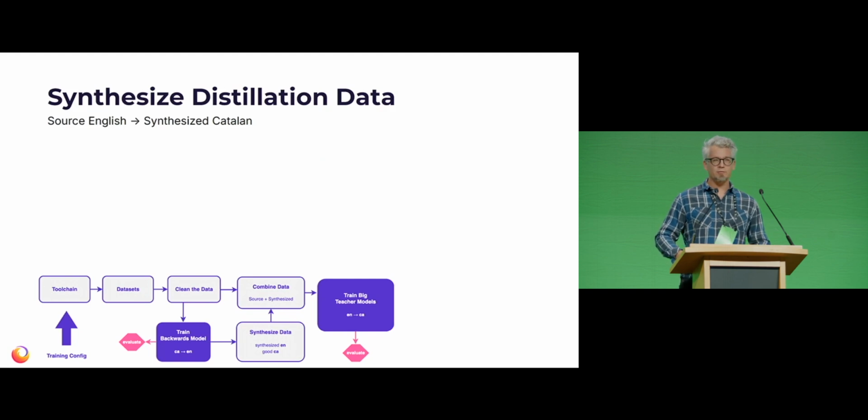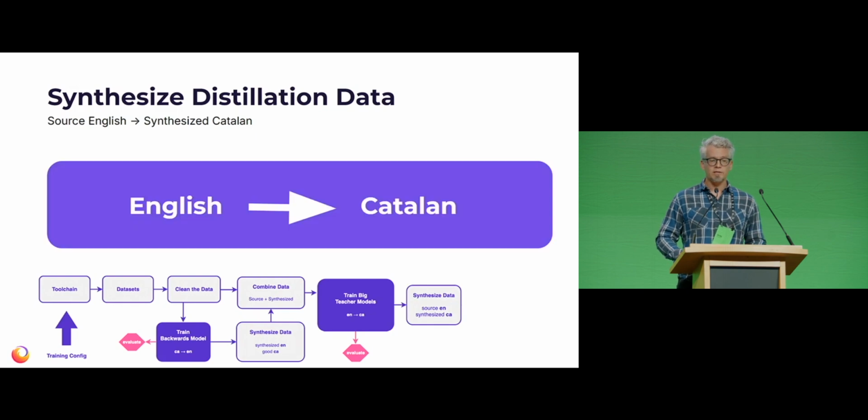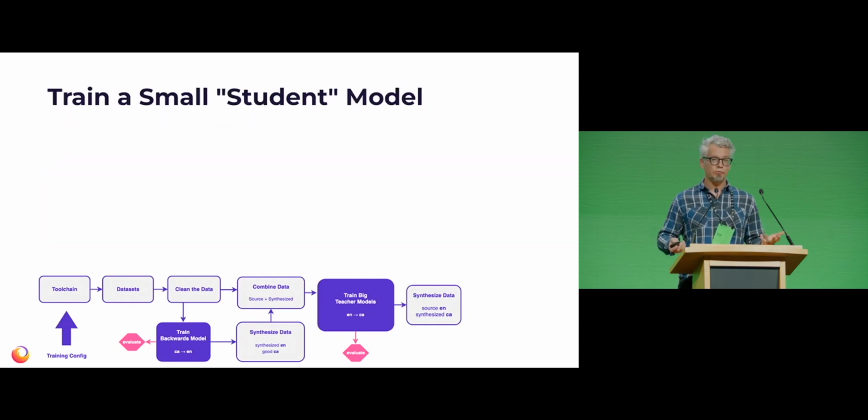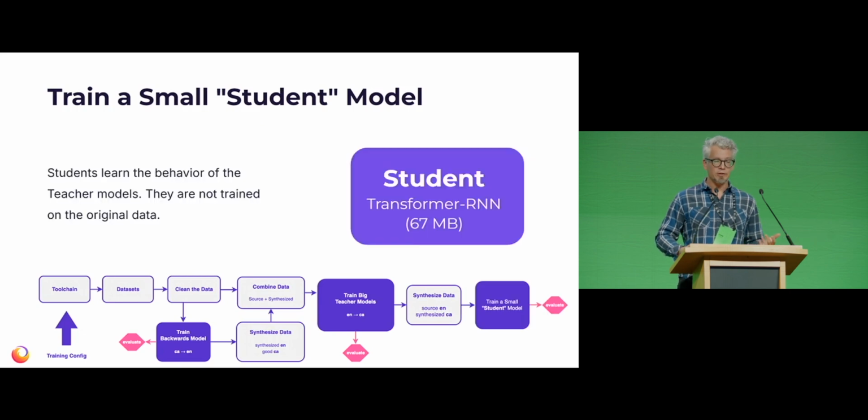And from there, we synthesize more data. So we take these big models, which would be slow to run on people's machines, and then we take source English and go to synthesized Catalan. And the reason why we do that is we want to train a student who learns from this teacher. Now, the student is much smaller. It is 67 megabytes, and it is going to be the model that we eventually ship to our users.